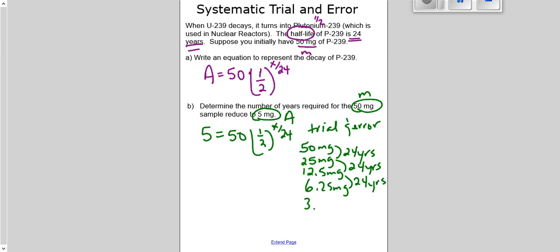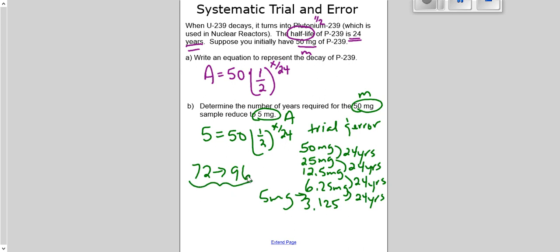And then 3.125 after another 24 years. So I know if I'm looking for 5 milligrams, it must be somewhere in between here and here. So 24 plus 24 plus 24 is going to be 72. And if I add another 24, it becomes 96. So somewhere in between 72 and 96 years.